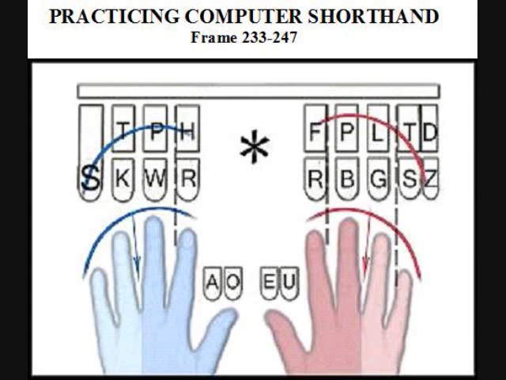Okay, frame 234, goes. He goes, she goes, it goes, this goes, that goes, there goes, which goes.